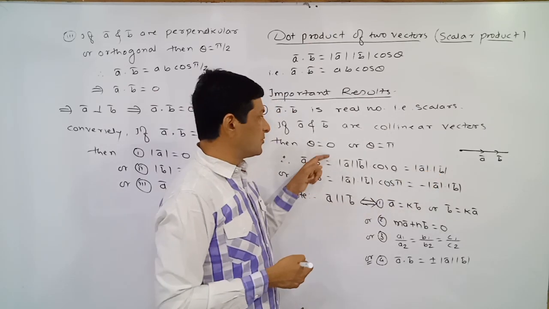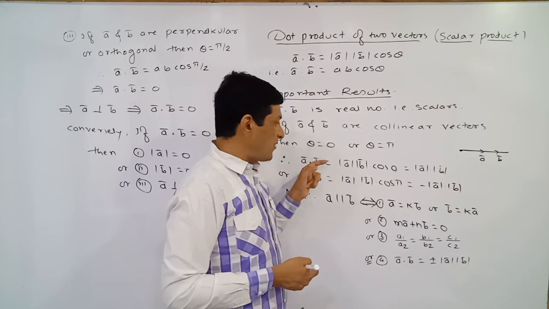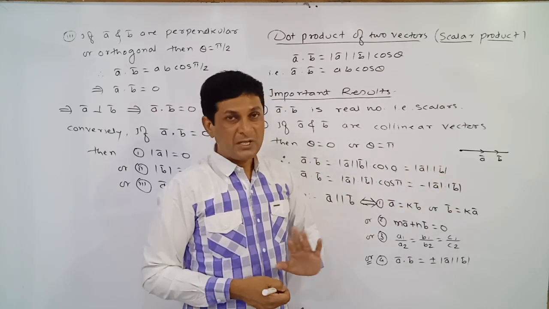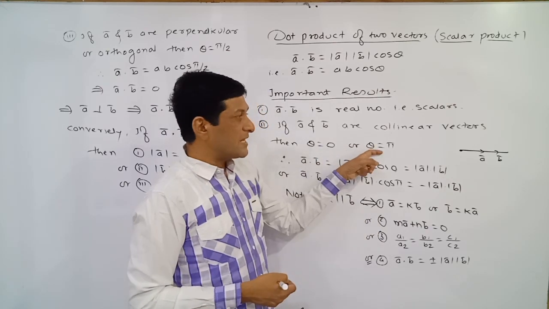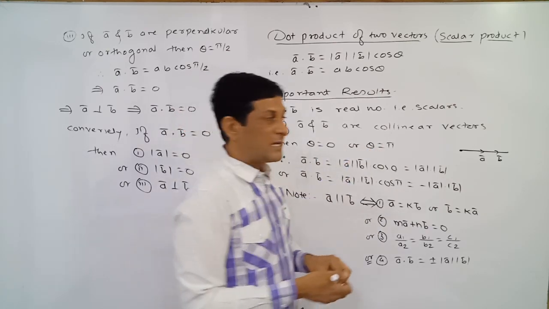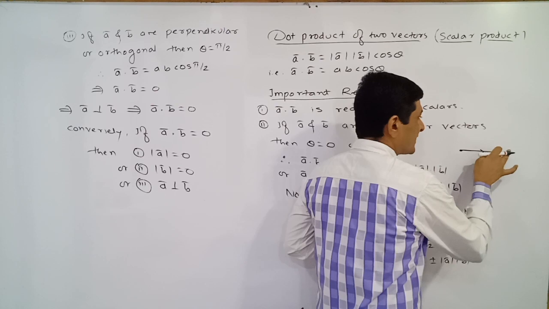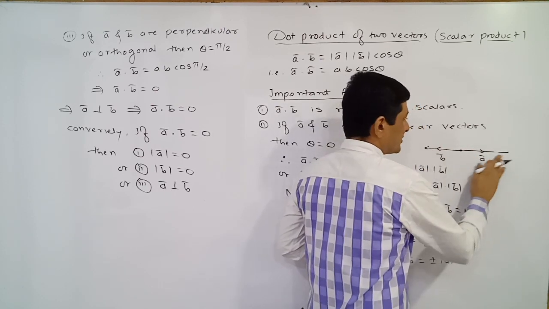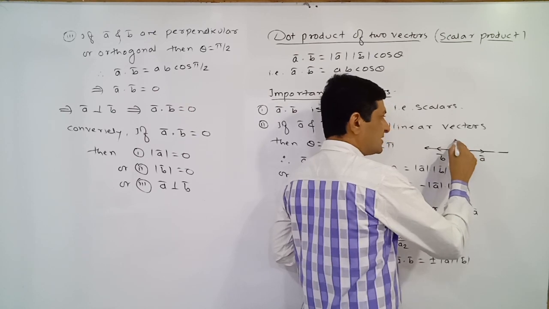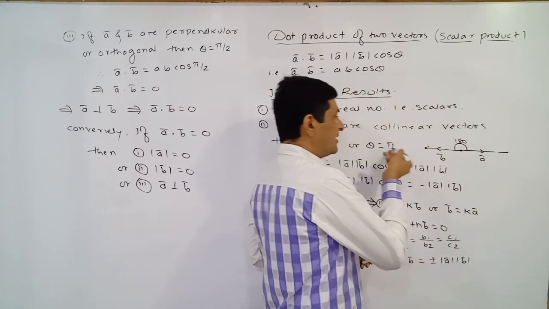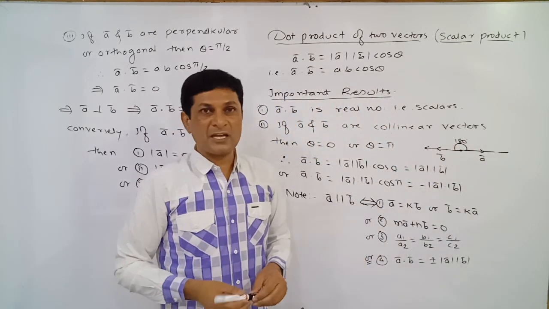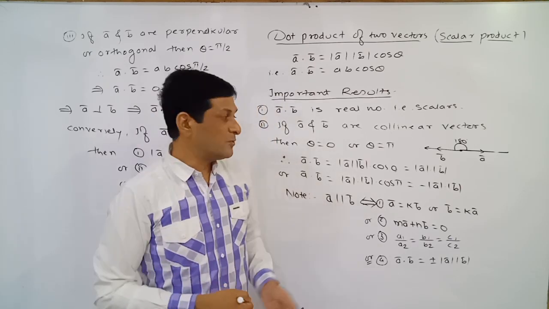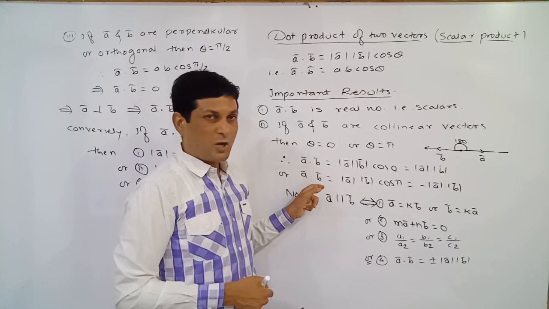Means what result we have got? If theta is equal to 0, at that time value of dot product of two vectors is equal to product of their magnitudes. Now what is the second possibility? That theta is equal to pi. When we can say that theta is equal to pi, these two vectors are collinear, means lie on the same line but are in the opposite direction. If they are in the opposite direction, then this angle will be equal to 180 degrees. 180 degrees means we can say that this angle will be equal to pi.